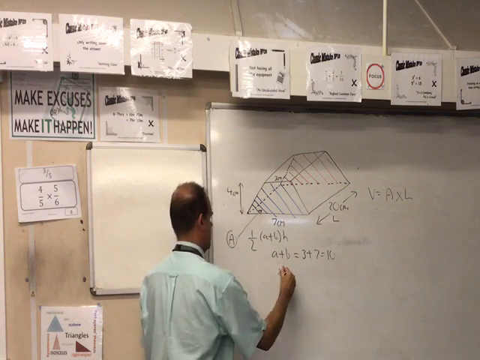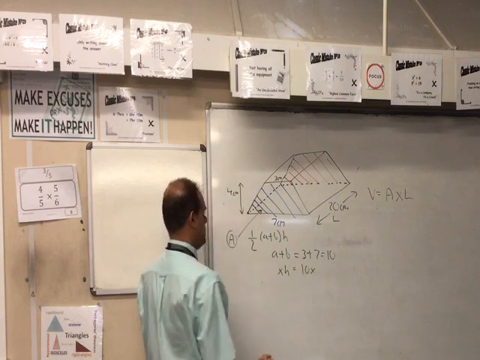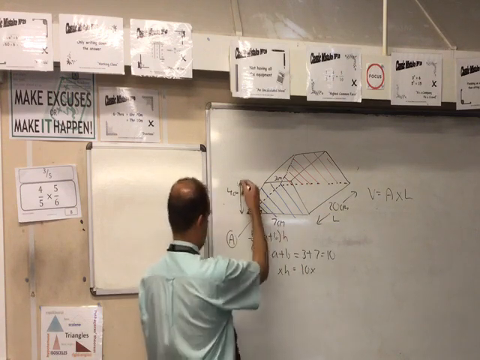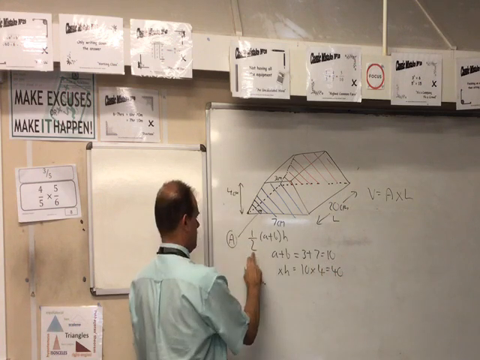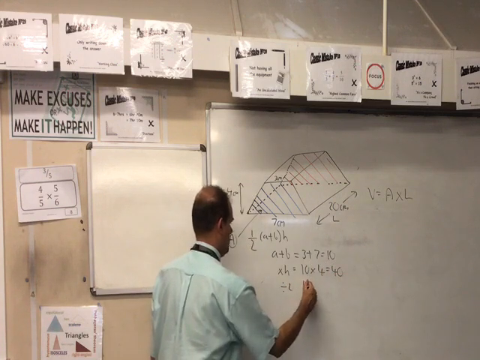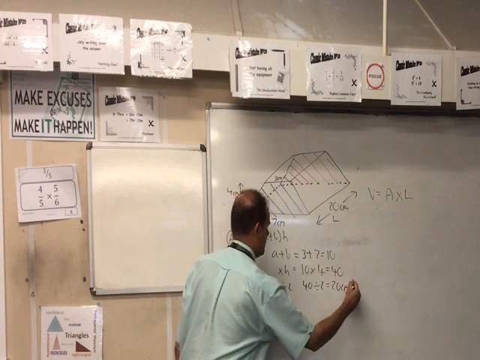Then you're going to times by that height, so you've got 10 already. So that's going to give you 10 times the height, which is 4. There's the height, 4, which gives you 40. And the last part of the formula there is to divide it by 2. So you've now got 40 divided by 2, which gives you 20 centimetres squared.